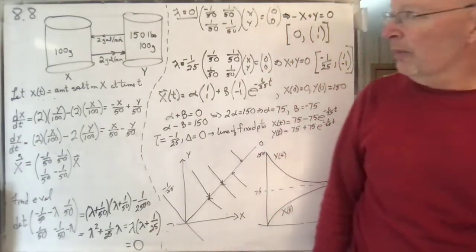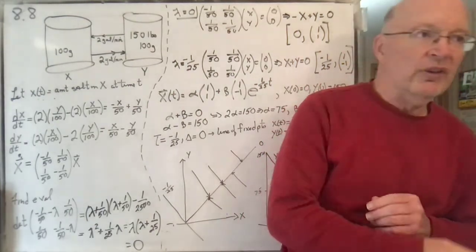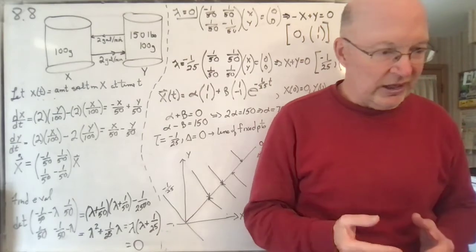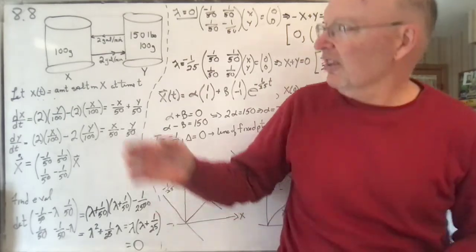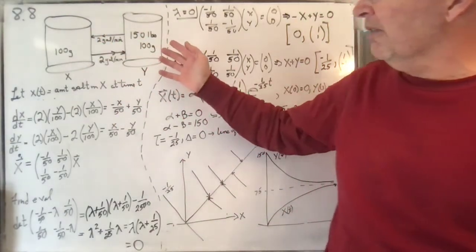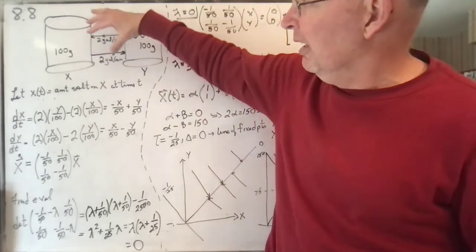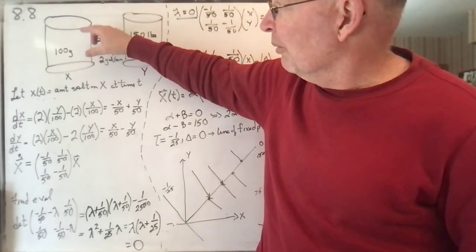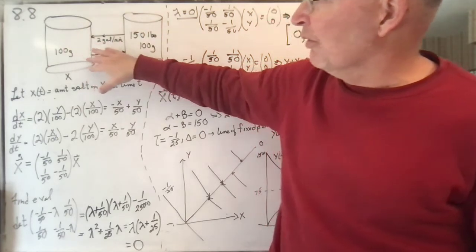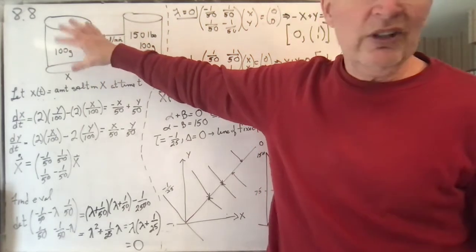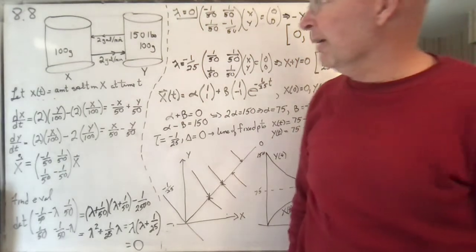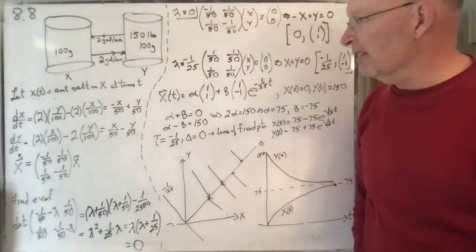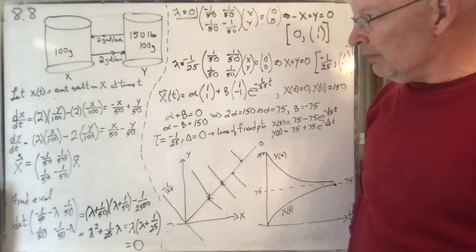One of the assumptions you make when you do these is that all this solution is being constantly stirred in these tanks, right? If it weren't being constantly stirred, depending on where the salt was coming out and where it was going in, it might be more salty in one spot than the other. So that's an assumption that we have to make.